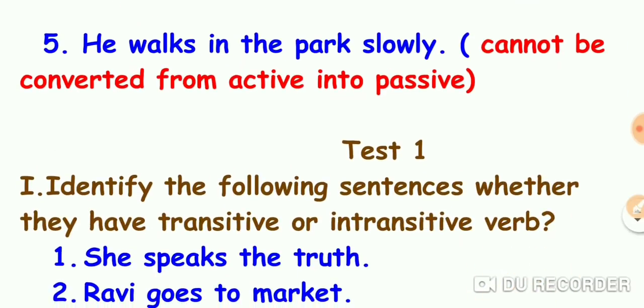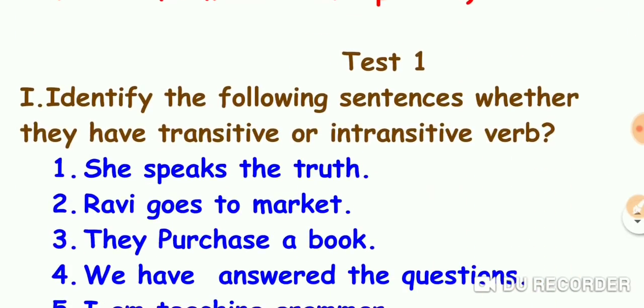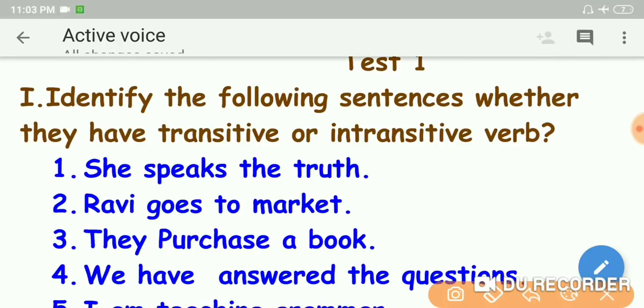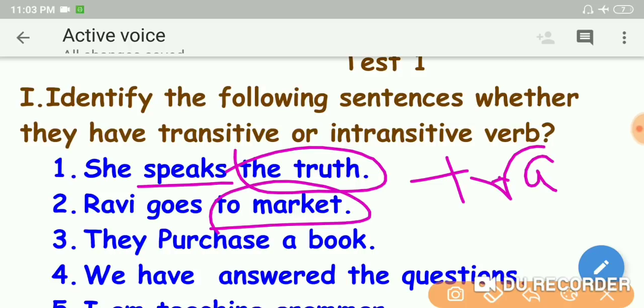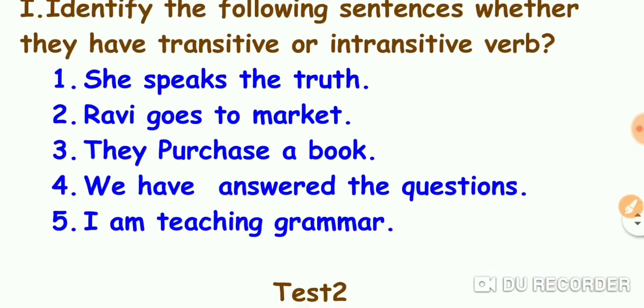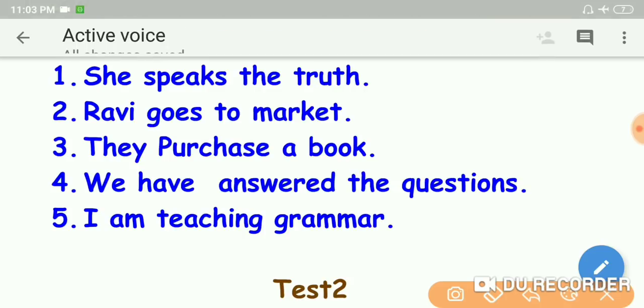So let us have a quick test here. My dear friends, in test 1, identify the following sentences whether they have transitive verb or intransitive verb. She speaks the truth. What does she speak? This is transitive. She goes to market. Here where? This is intransitive. Third one, they purchase a book. What do they purchase? Book answers to the question what. So that's why this is transitive verb.